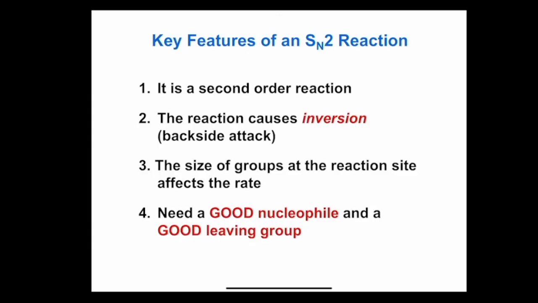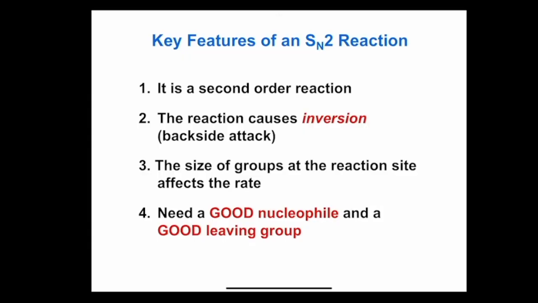Three, the size of the groups matters. Methyl wins, primary's next, tertiary will lose. You cannot do SN2 reactions on tertiary centers. Four, we're looking for good nucleophiles, which means negatively charged species: negative nitrogen, negative sulfur, negative oxygen. And good leaving groups: iodide, chloride, bromide.